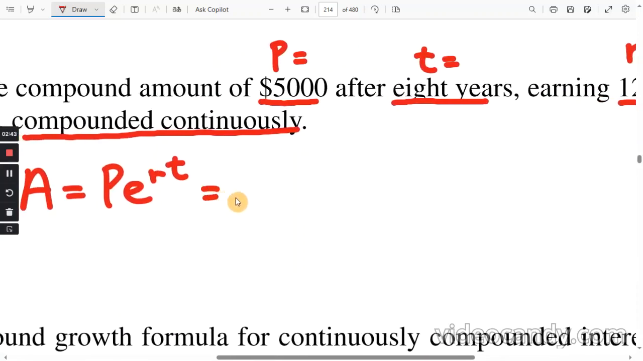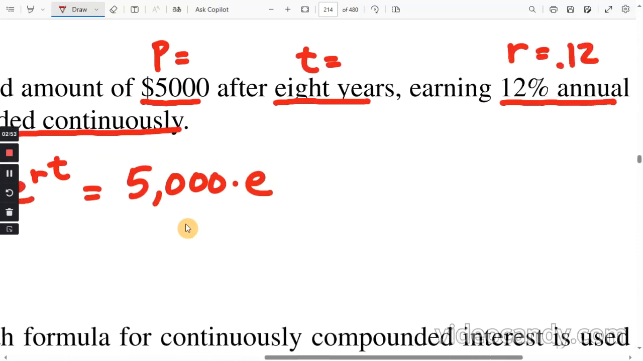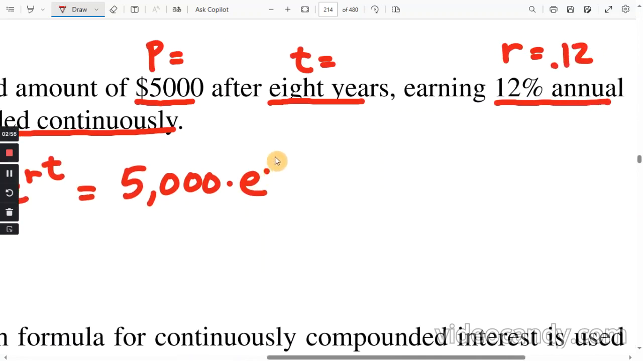All right, so pretty simple. The P is $5,000, and that is going to be times e to the power of r, which is 0.12, times t, which is 8 years. I'm going to do this on the calculator. The exponent here is actually 0.12 times 8. So make sure you can enter this on the calculator.